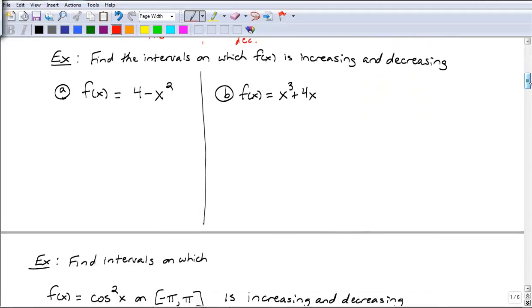And here they're asking me to actually find the intervals where it's increasing and decreasing. To do that, I have the function. If I want to figure out where it's increasing or decreasing, I have to look at the derivative. If the derivative is positive, it's increasing. If the derivative is negative, it's decreasing. So first I take the derivative of this function. In this case, it's negative 2x.